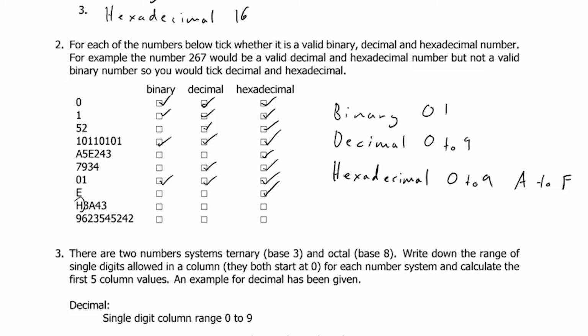H3A43, we have an H here, and H isn't in A to F, so it's not valid for any of them. And finally, 96235452242 is valid for decimal and hexadecimal. What you may notice here is if it's a valid binary number, it will also be a valid decimal and hexadecimal number. If it's a valid decimal number, it will be a valid hexadecimal number. So you can do a bit of a sanity check, and you can look through, make sure any row where you have binary checked also has decimal and hexadecimal ticked in that column as well.